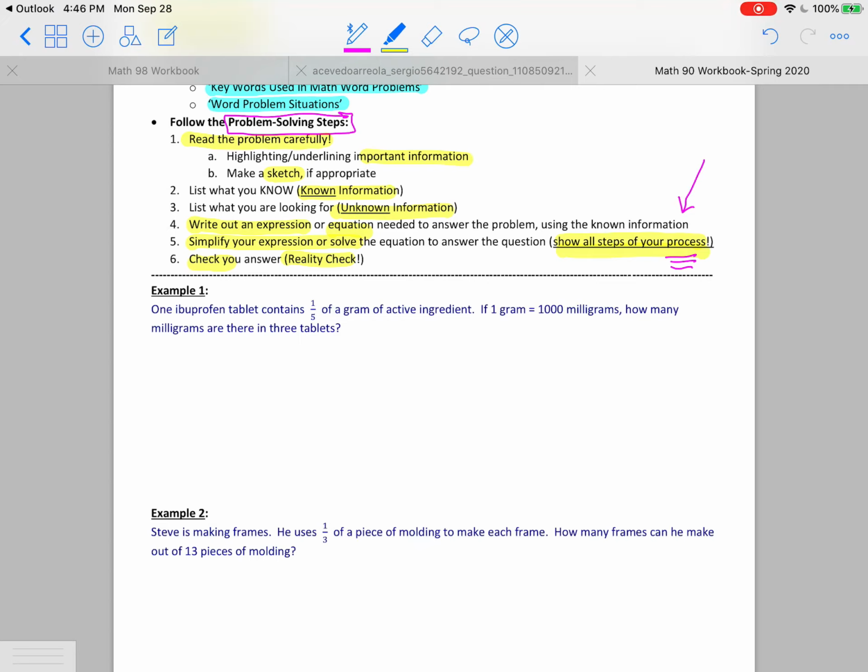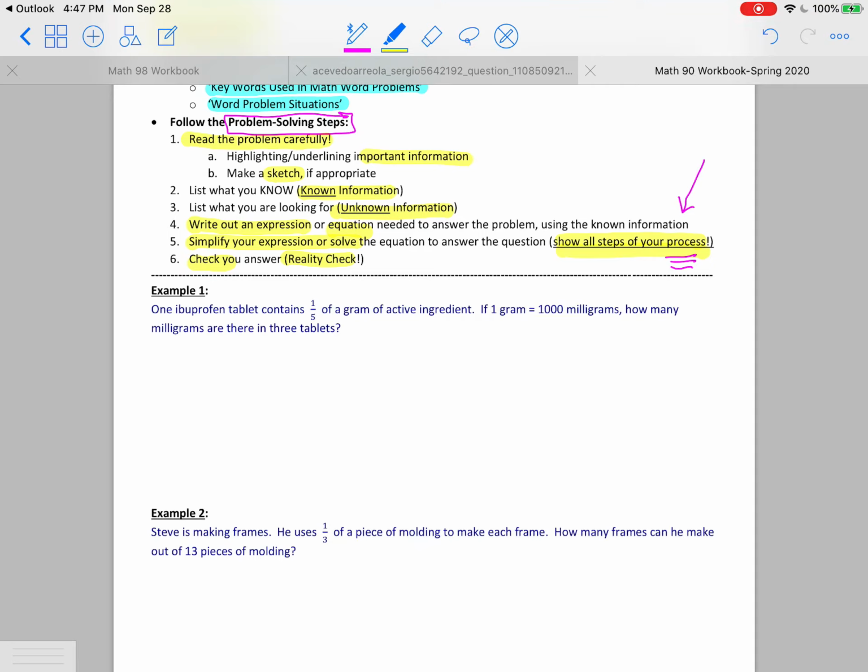All right, so I pulled a couple of examples from your worksheets, and I'd like to go through those and walk through the steps with you and help you think through a pattern of how you would think through the rest of your problems. So we're going to read through the problem first. One ibuprofen tablet contains 1/5 of a gram of active ingredient. If 1 gram equals 1,000 milligrams, how many milligrams are there in 3 tablets?